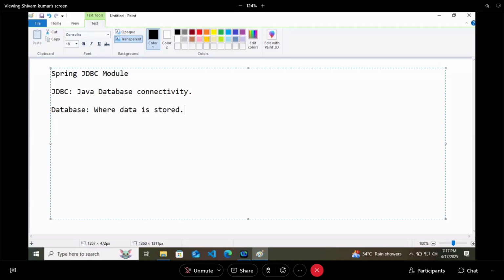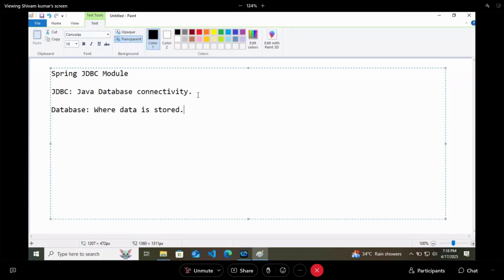Where data is stored. Why do we need a database? What is the need of a database? For storing data, to reuse data. Yes, to reuse data.